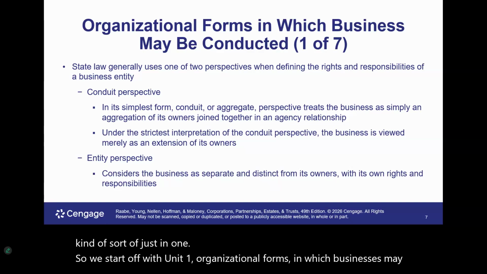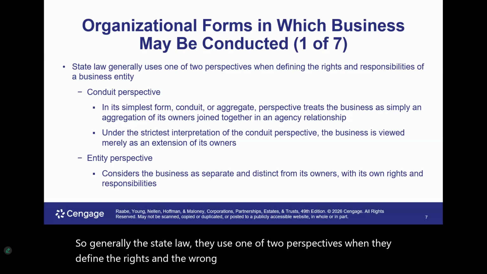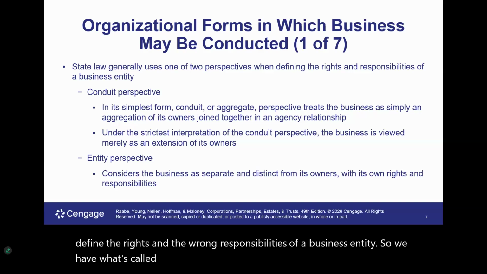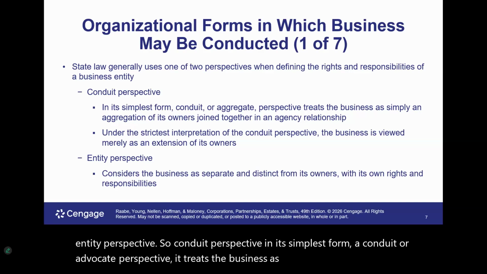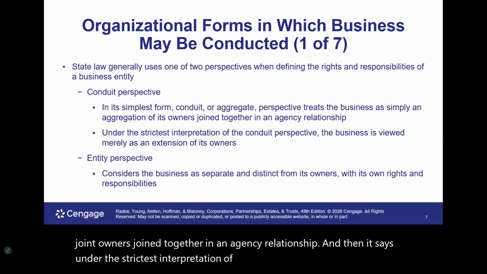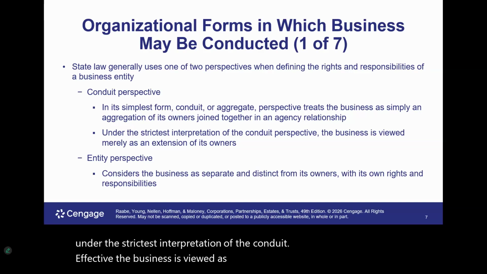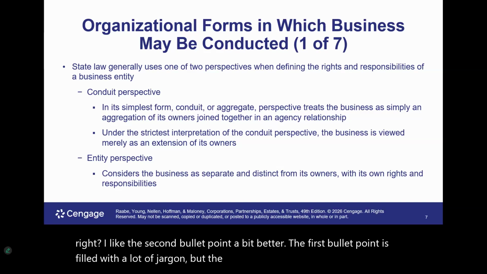So we start off with Unit 1, organizational forms in which businesses may be conducted. Generally, state law uses one of two perspectives when defining the rights and responsibilities of a business entity: the conduit perspective and the entity perspective. The conduit or aggregate perspective, in its simplest form, treats the business as simply an aggregation of its owners joined together in an agency relationship. Under the strictest interpretation of the conduit perspective, the business is viewed as merely an extension of its owners. I like the second bullet point a bit better. The first bullet point is filled with a lot of jargon, but the second one makes it simple.